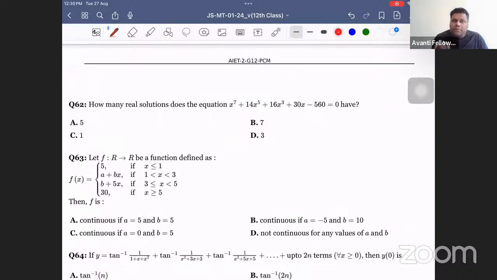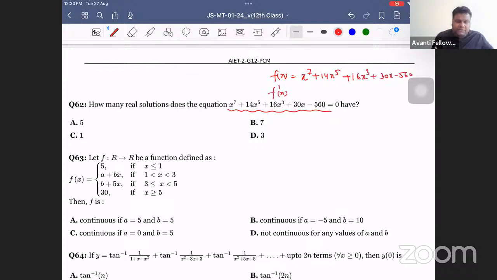Now, how many real solutions does this equation have? See, this is an odd degree polynomial, so necessarily at least one solution is there. Now, if I assume it as a function, got it? Let us assume this is f(x) equals x to the power 7 plus 14 times x to the power 5 plus 16x cube plus 30x minus 560.